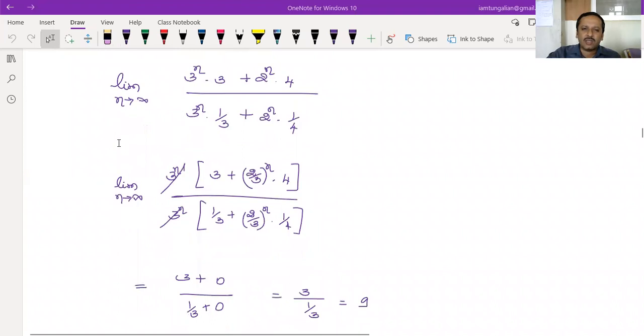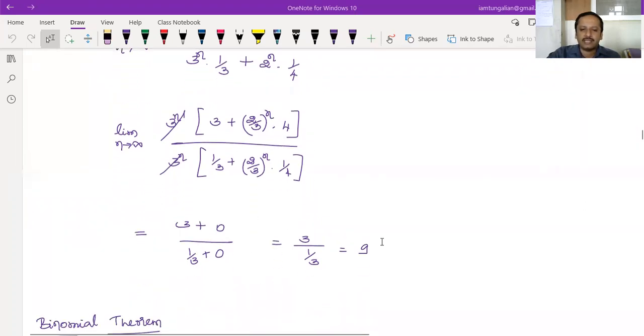Similarly, in the denominator also I am taking 3 power n out. Here 1 by 3 will remain, plus 2 power n by 3 power n, which can be written as (2 by 3) whole power n, into 1 by 4 remaining. This 2 by 3 is a fraction which is less than 1. When that fraction is less than 1 and the power tends to infinity, the value becomes 0. So as n tends to infinity, (2 by 3) whole power n becomes 0. So 3 plus 0 into 4 is 3. Here 1 by 3 plus 0 into 1 by 4 is 1 by 3. 3 by 1 by 3 is equal to 9.